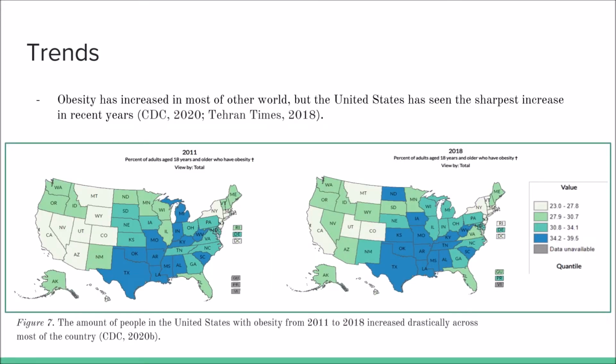Throughout the world, the United States is known as having the highest rates per capita of obesity, but not only that, they have the highest increase in obesity per capita. If you look at this map between 2011 and 2018, the rates of obesity went up almost all across the country, with an extremely dense region spanning from Texas to Alabama in the south.